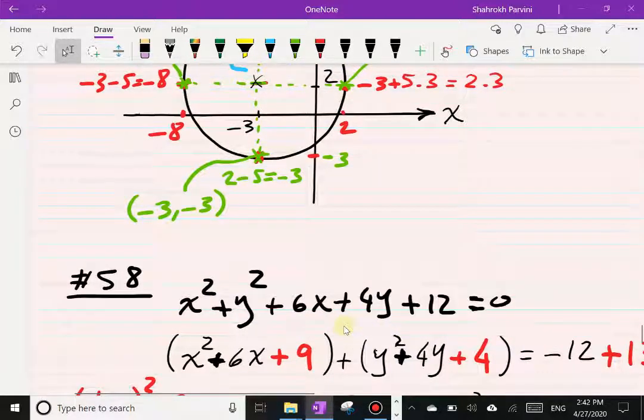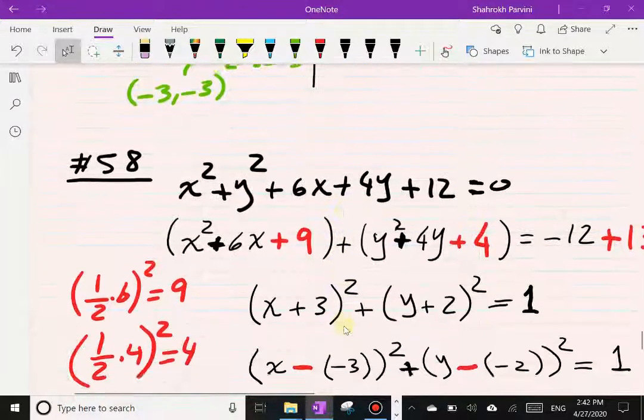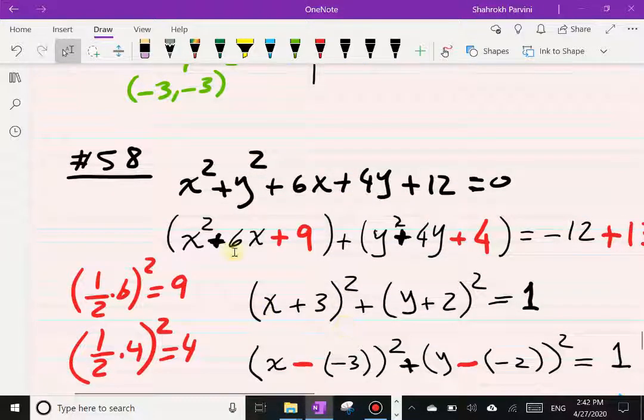Now, how did the 9 and 4 come about? Half of the coefficient on x, half of 6, that would be 3 squared, 9. That's this number. Half of 4 is 2. 2 squared is 4, and that is this number. So I'm going to exchange this trinomial for the square of a binomial, x plus 3 squared, and we exchange this one with y plus 2 squared. Negative 12 plus 13 makes 1, and here's the HK form of the circle.